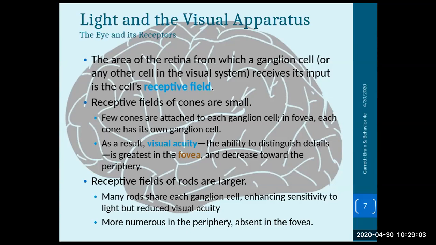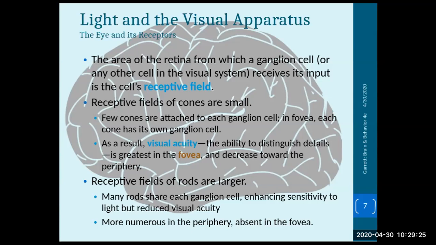This is the ability to distinguish details. We can look at the difference in colors. We can look at the difference in shapes. We can look and see if there are very fine details that we can distinguish. Of course, this is greatest in the fovea, and the farther away you get on either side from the fovea, the less clear the picture becomes because it's all rods and no cones.